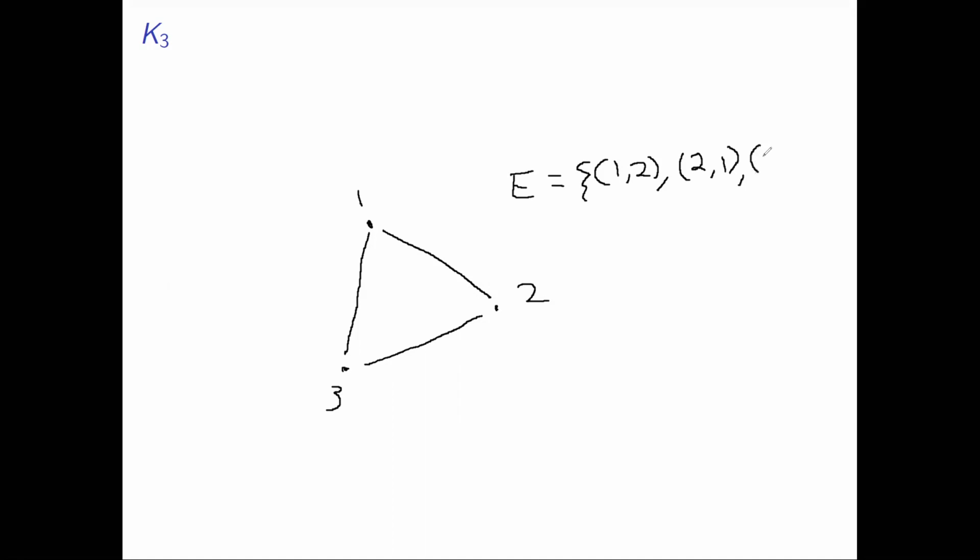We also have (1, 3) and (3, 1). And finally, we have (2, 3) and (3, 2). So we have a total of 6 ordered pairs there. And that's the relation for the edge set of this graph.